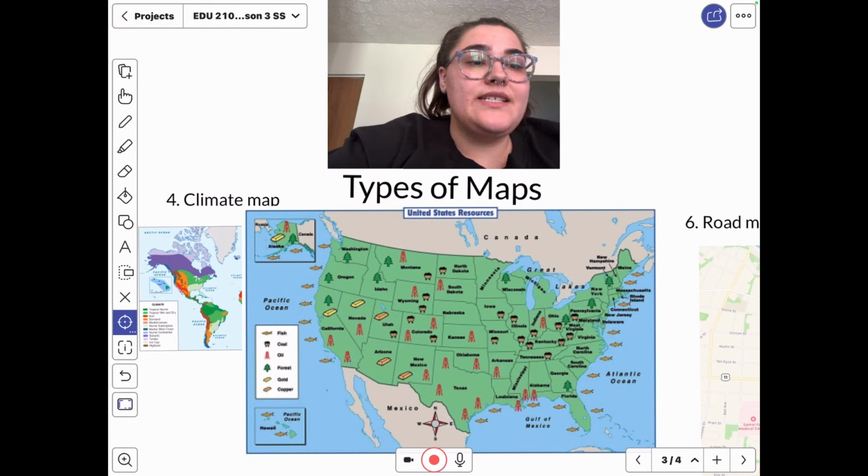We can see that Texas has a lot of resources for oil. We can see states like Washington and Oregon have a lot of tree and forest resources. States like Utah and Arizona have resources like coal and copper.